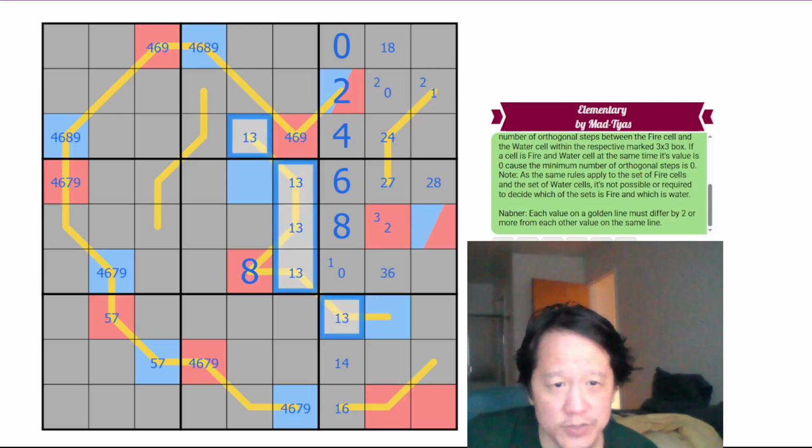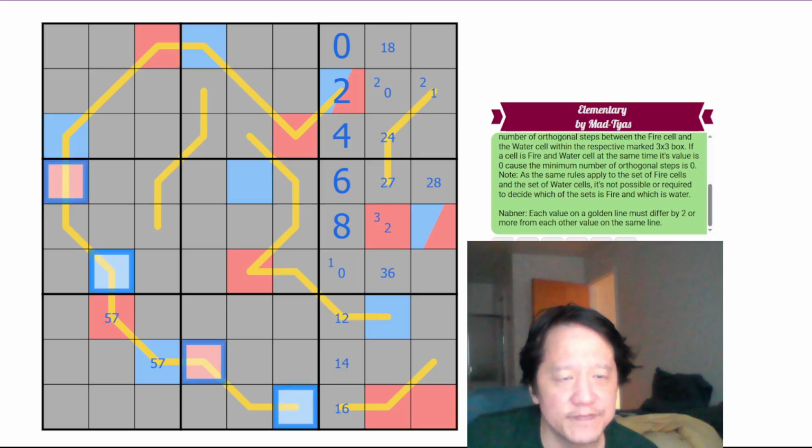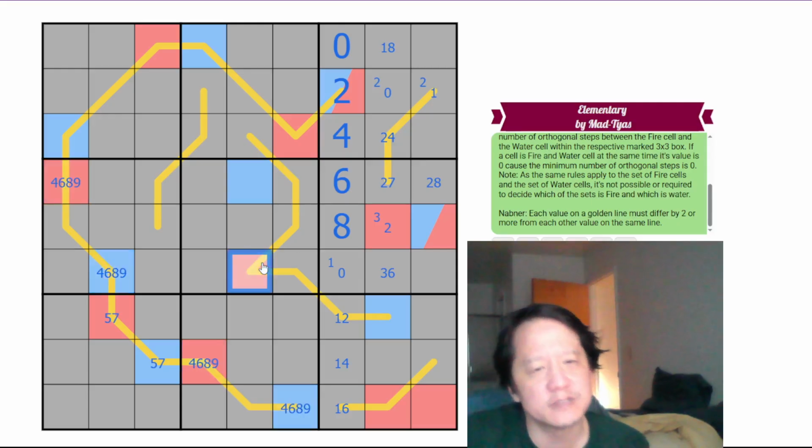So the only way that this works is the only way 2 sets of 3 apart work is if they are 4, 6, 8, 9. And then this has to be 7.